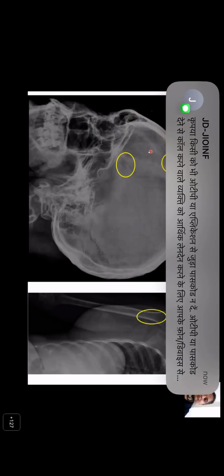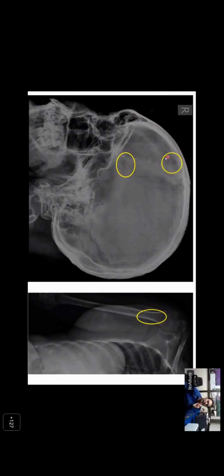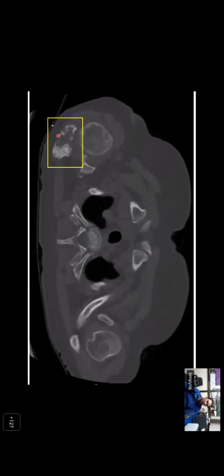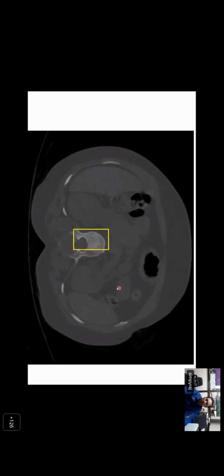Now coming to the patient again. If you look at the patient, that patient had small lytic lesions. You can appreciate them in the skull. You can see the lytic lesion here. Even in the humerus, you can see the lytic lesion, although it's difficult to appreciate. Only radiologists can appreciate that. But here on the CT scan, you can see it properly. So there were lytic lesions, some sclerotic lesions too.